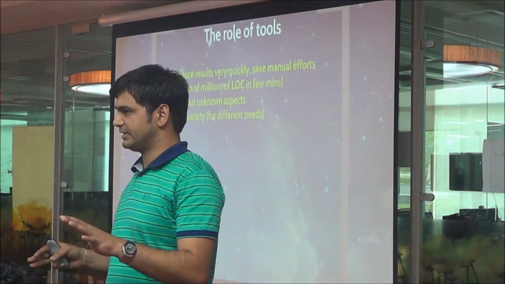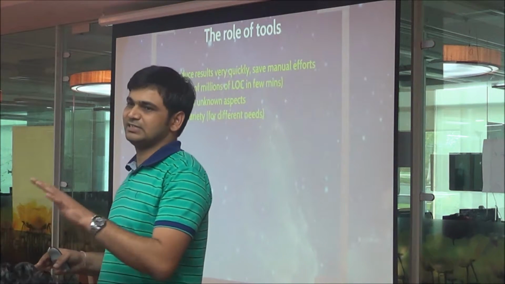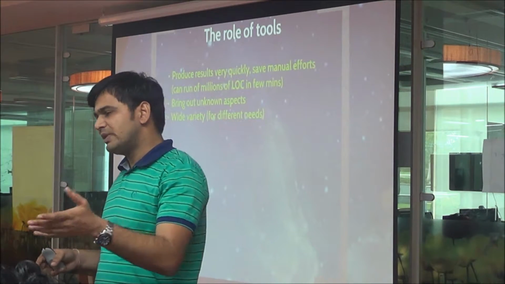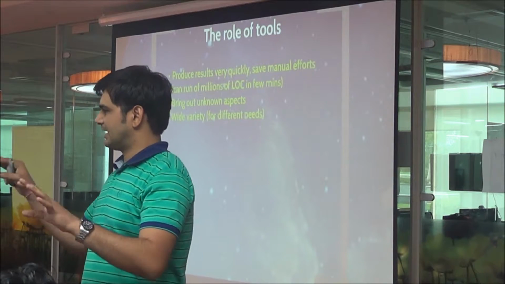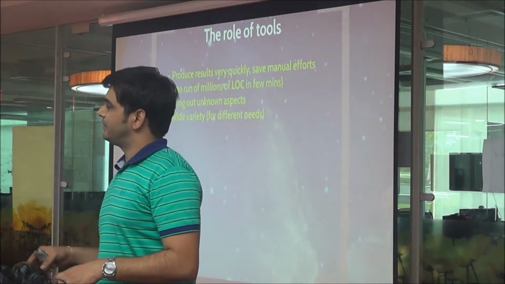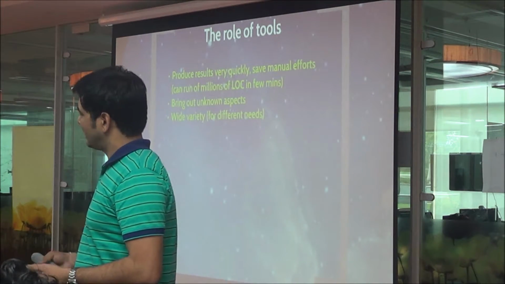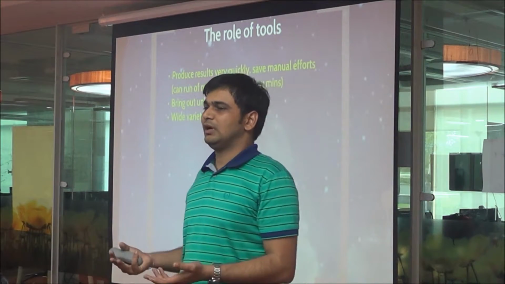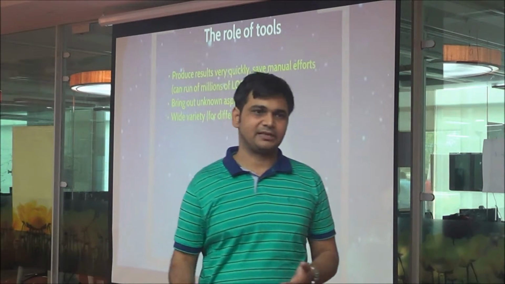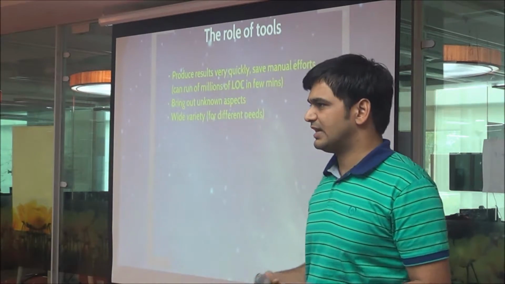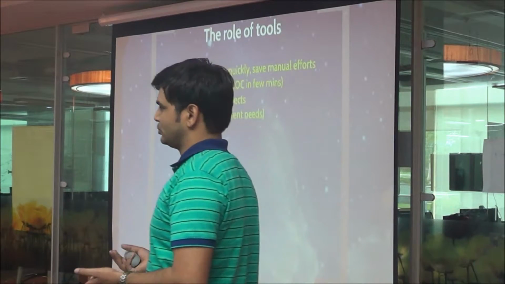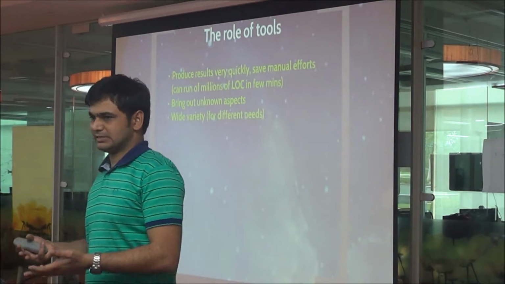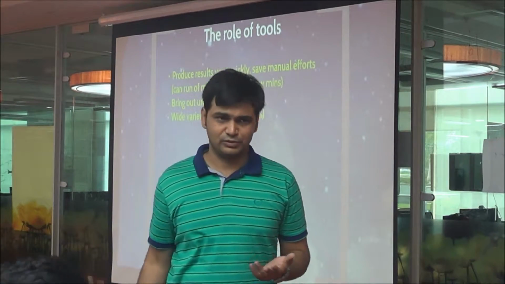For instance, take architectural smells or design smells. You might know a couple of smells. For instance, you may know that this component has cyclic dependency. But there might be many other types of smells that you might not be aware of. These tools help you identify those unknown aspects. And in the present world, there is a wide variety of tools available, so you can choose what you need from this available set of tools.